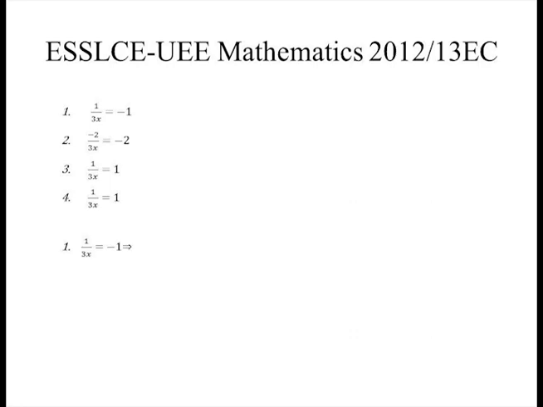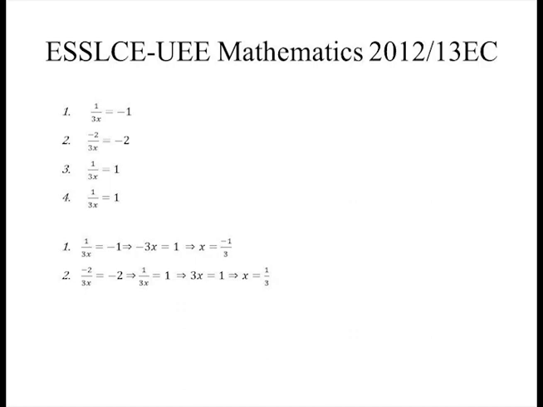This implies multiplying crisscross: 1 times 1 is 1, 3x times negative 1 is negative 3x. This implies divide both sides by negative 3, then x is equal to negative 1 over 3. In equation 2, negative 2 over 3x is equal to negative 2. Negative 2 means negative 2 over 1. So negative 2 cross out by negative 2, we are left with 1. Then 1 divided by 3x is equal to 1 over 1. 3x times 1 is 3x, which is equal to 1 times 1 is 1. Divide both sides by 3, we'll find x is equal to 1 over 3.